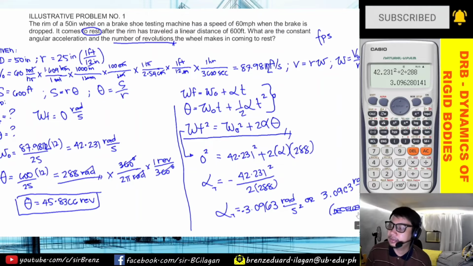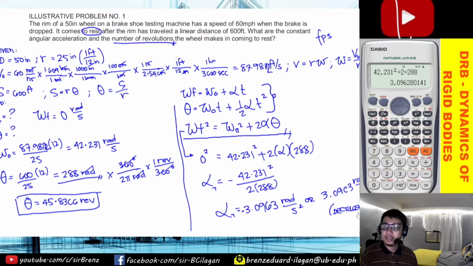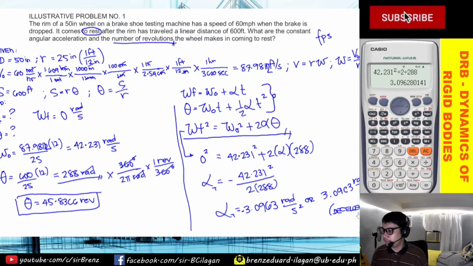Okay guys, again, I'll give you 2 minutes to copy this problem and the solution. So you may start copying.